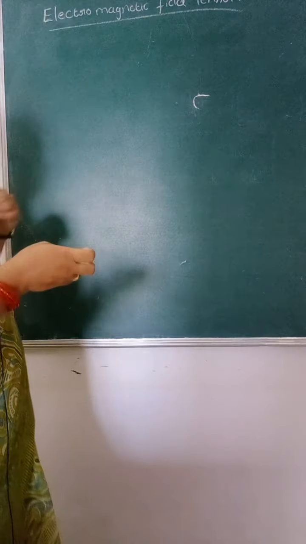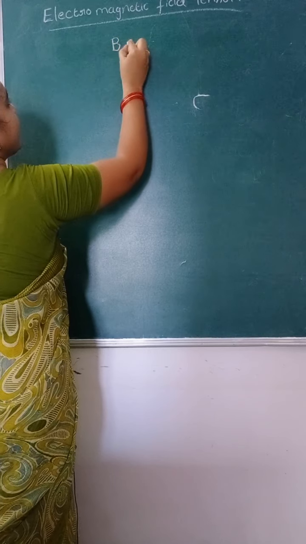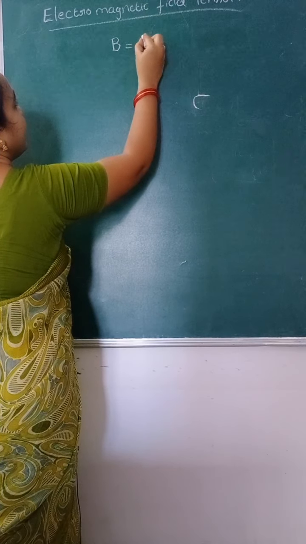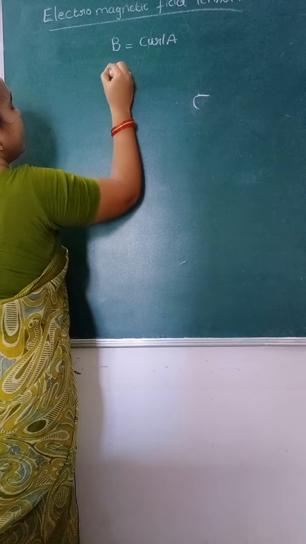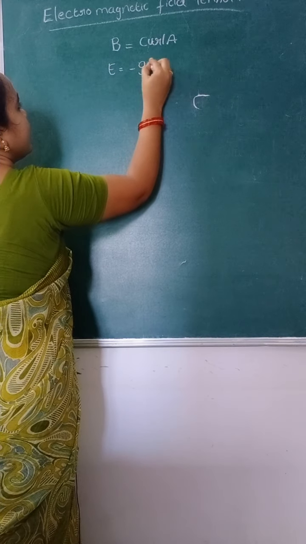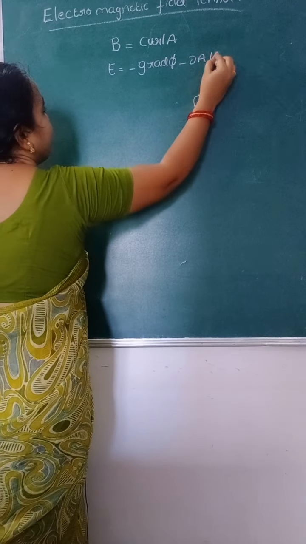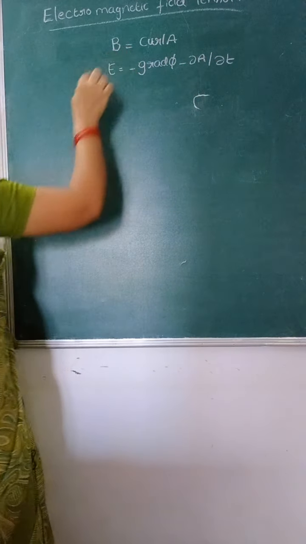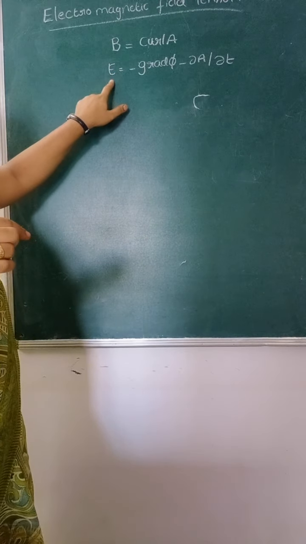So we know that in terms of scalar and vector potentials, the electric and magnetic field vectors are B is equal to curl A, E is equal to minus gradient of phi minus dou A by dou t. Here B is the magnetic field vector and E is the electric field vector.